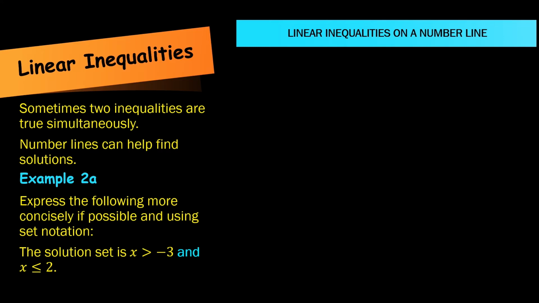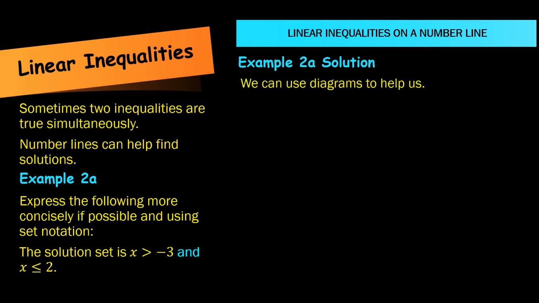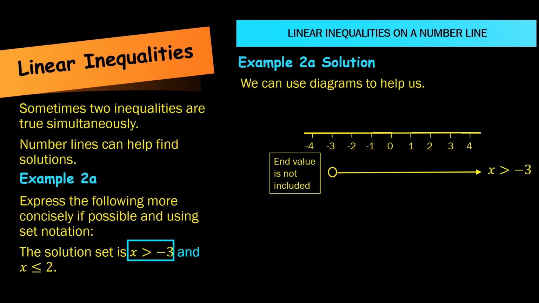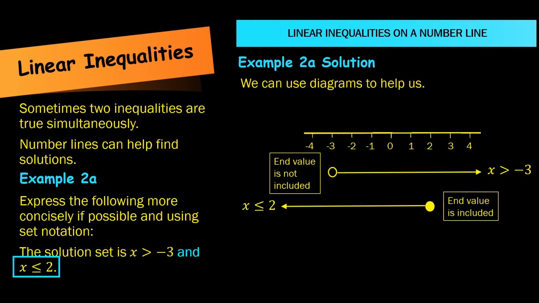The solution set is x greater than minus 3 and x less than or equal to 2. So let's solve this. We will use diagrams to help us. We begin with the number line and find the region x greater than -3. Notice the end value is not included. This is denoted by a circle which is not shaded. And the bit x less than or equal to 2 is as shown. Notice this time we have a shaded circle which denotes that the end value is included.